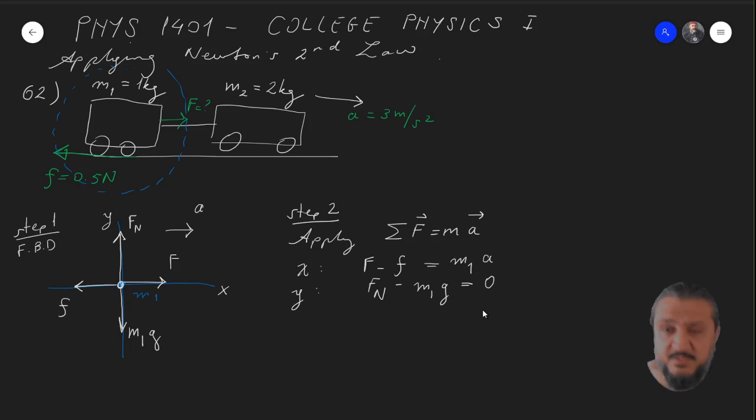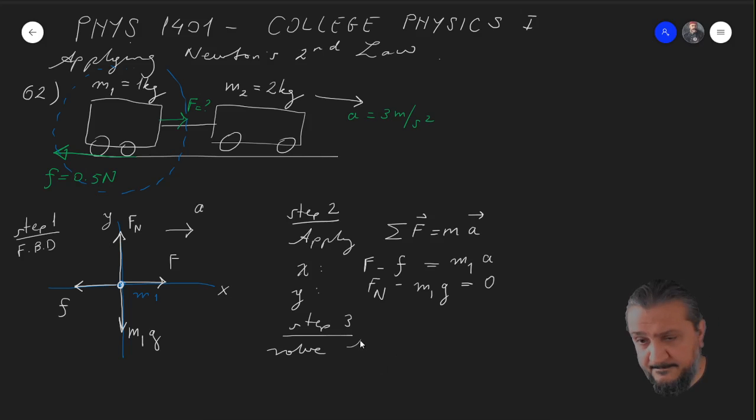And step 3 will be simply solving these equations. In general, you will have two unknowns in a given problem, and two equations. So you can solve for two unknowns, but in this case, only the x equation is enough. So step 3, solve the equations. In this case, solve for what? F.